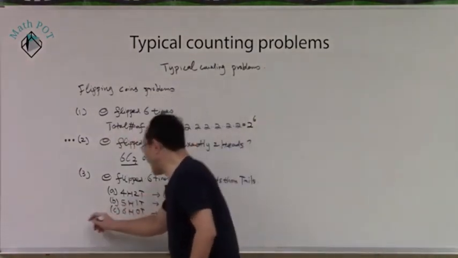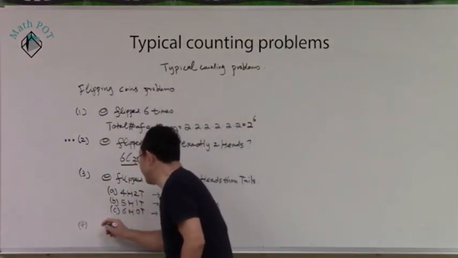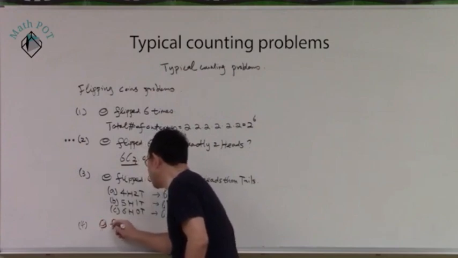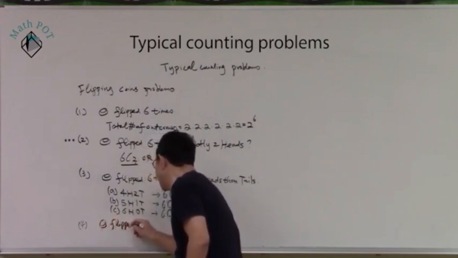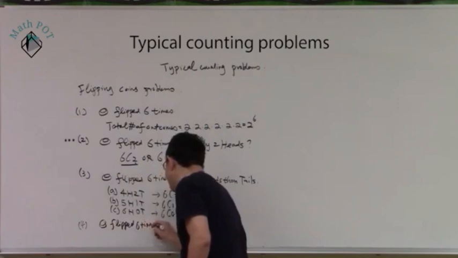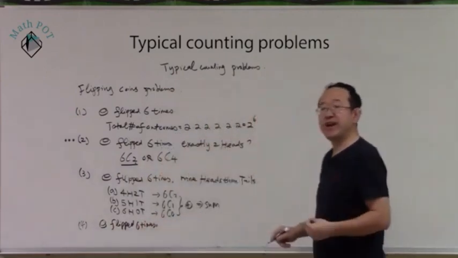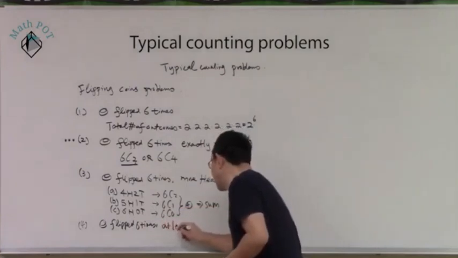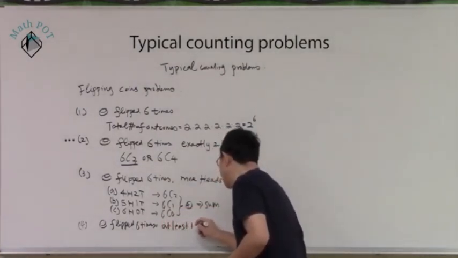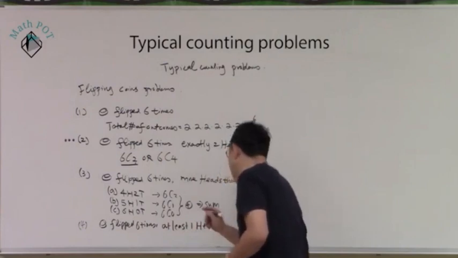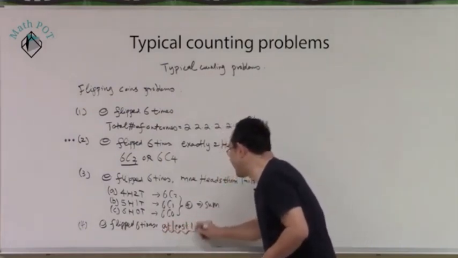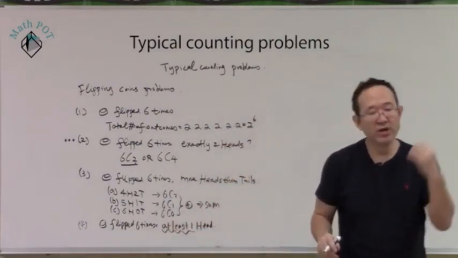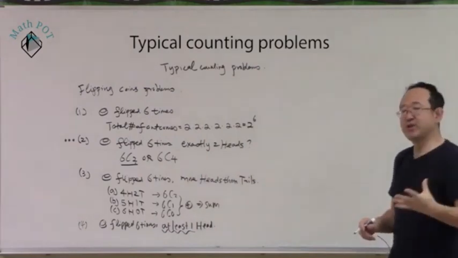Next, a typical example: imagine we flip a coin six times. Let's figure out how many ways we end up with at least one head. Let's see how to solve this one. If you see at least one, this is a strong signal. You want to try to solve this one by complementary counting.